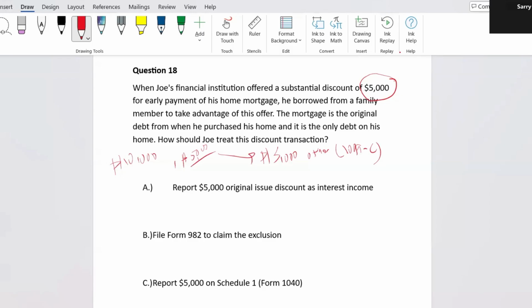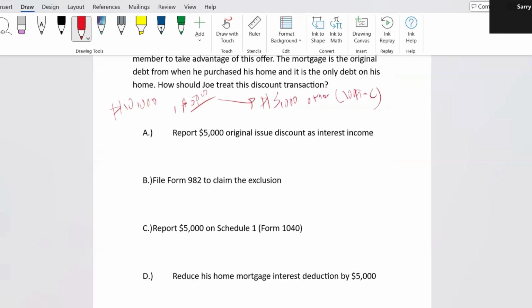But let's go through these and see what's going on here. Option A: report $5,000 original issue discount as interest income. Let's go to the next one. B: file Form 982 to claim the exclusion. Option C: report $5,000 on Schedule 1, Form 1040, or D: reduce his home mortgage interest deduction by $5,000. So this is the easy one to eliminate right here. You don't do that. You don't reduce the interest deduction by the amount canceled. That leaves us with either A, B, or C.